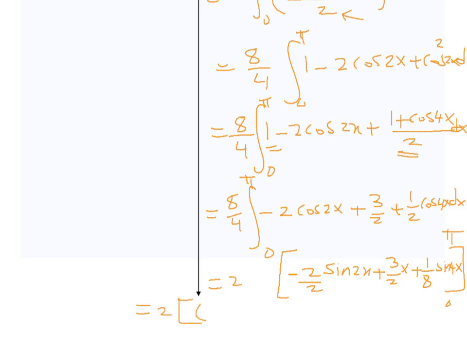Replace pi and then 0. So it will be sine 2 pi, which is 0, plus 3 over 2 pi, and plus 1 over 8 sine 4 pi, which is also 0. Then sine 0 is 0, and here x is 0, so everything here is going to be 0, and the final answer will be 3 pi.